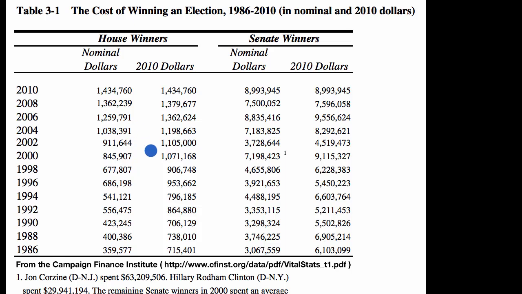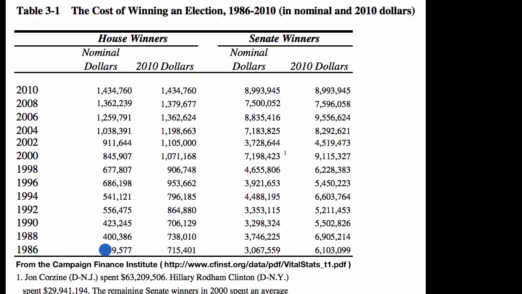What we're going to do in this video is talk about modern campaigns. In particular, we're going to talk about the cost and the duration of modern campaigns, especially in the United States. And this graphic here, which comes from the Campaign Finance Institute, and it's based on data from the Federal Election Committee, clearly shows how the costs of congressional campaigns have increased dramatically since 1986.